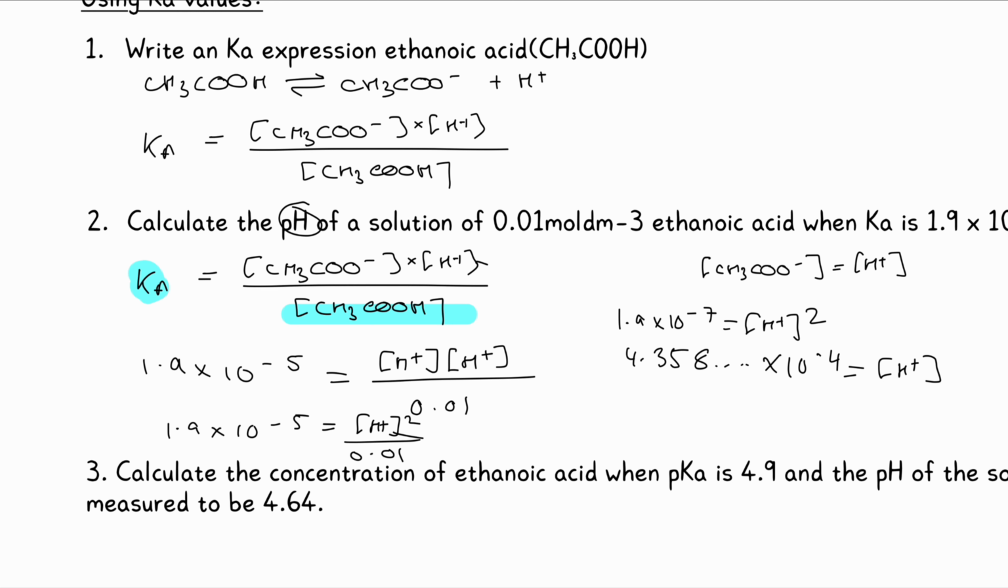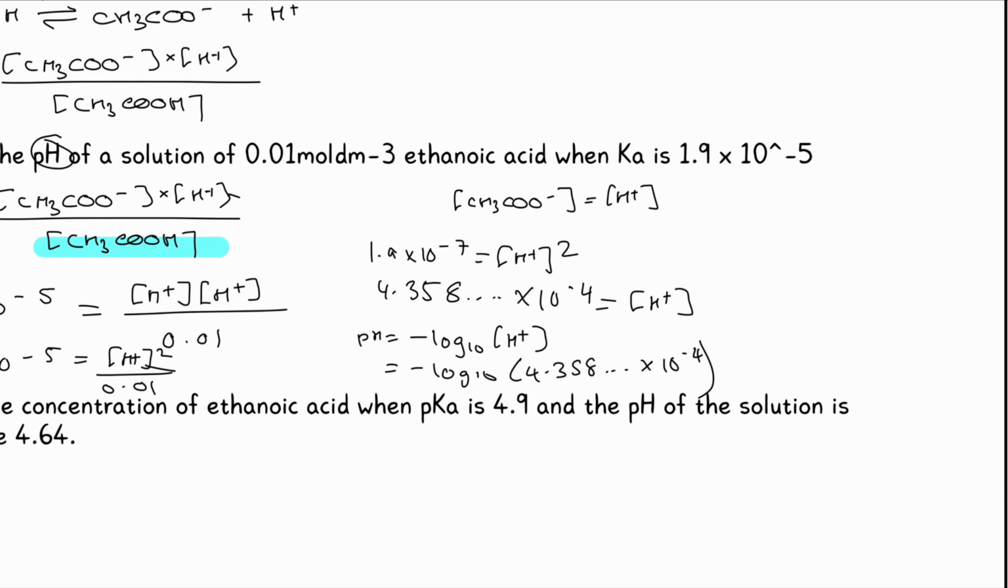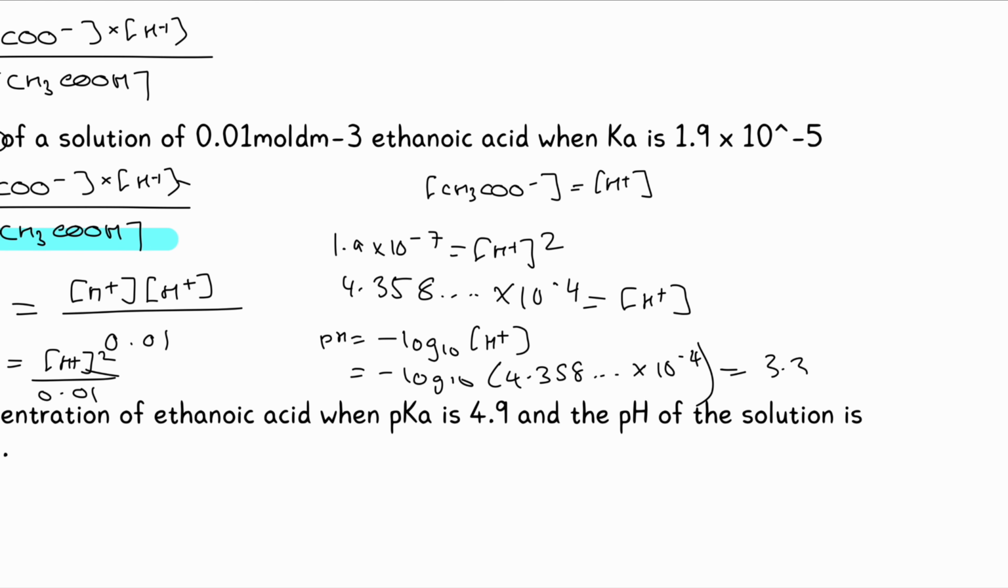Now, what I'm going to do is use the pH function, which is minus log 10 of hydrogen ions, which we learned at the very start of these acid-base lessons, and just plug that value into the formula. Again, I'm putting the exact value in my calculator, not the rounded off version. So minus log 10 of my answer, and that gives me a pH of 3.3606, which to 2 decimal places is 3.36. Perfect. That's done.